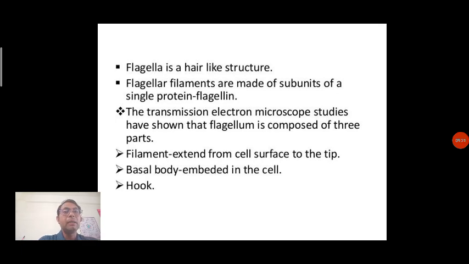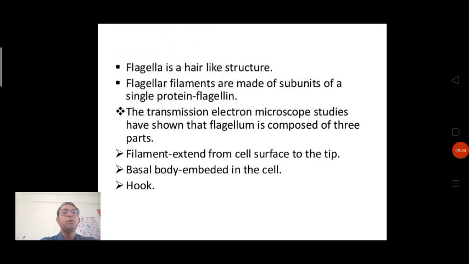Flagellum is a hair-like structure. Flagellar filaments are made up of subunits of a single protein, flagellin. Transmission electron microscope studies have shown that a flagellum is composed of three parts: the filament extending from the cell surface, the basal body embedded in the cell, and a hook-like structure which is present for the attachment of the filament and the basal body.